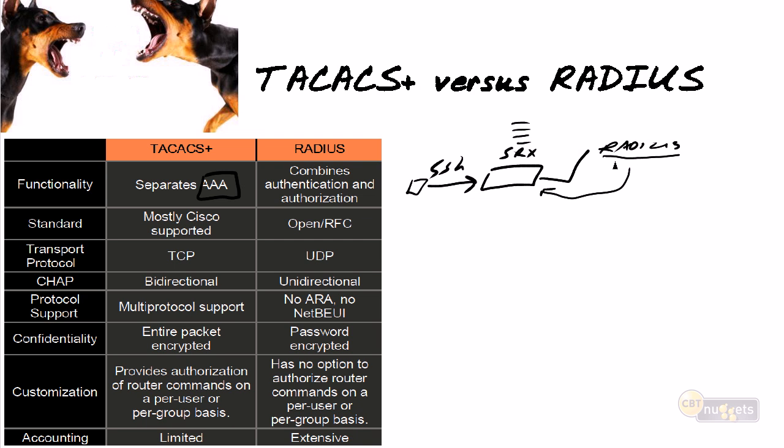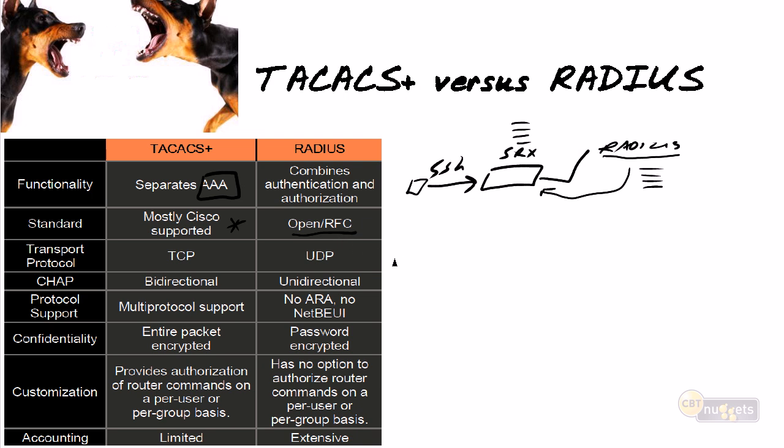Usually, however, if you're going to use a RADIUS environment, you go ahead and create your user accounts and your groups and all that on the RADIUS server. Now, as I said, TACACS Plus is mostly Cisco supported, but definitely Juniper does support TACACS Plus. RADIUS is an open RFC standard.